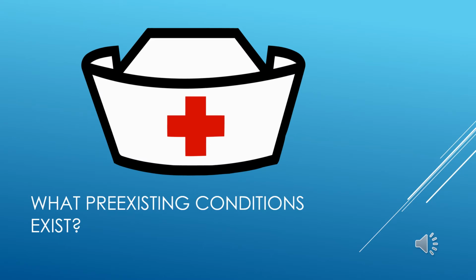Okay, so what pre-existing conditions exist? We went over them already. This is a heart patient. He has a history of bypass and coronary artery disease. He was hospitalized once for diastolic heart failure. He has a history of paroxysmal atrial fib and a history of hypertension.